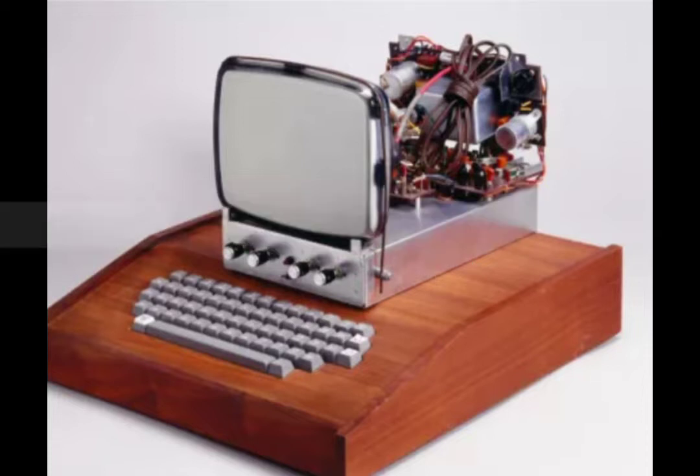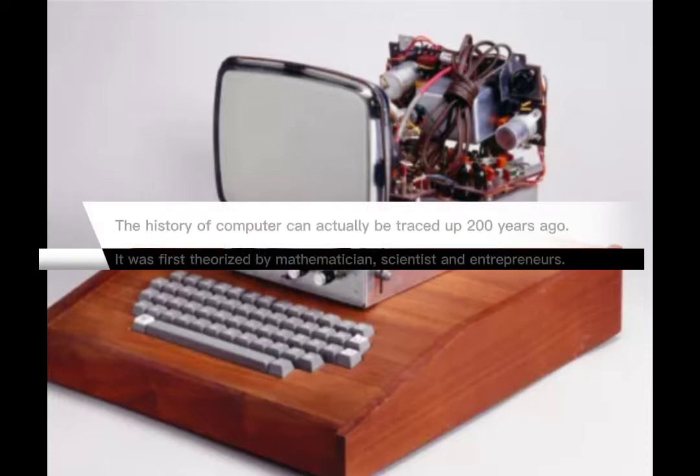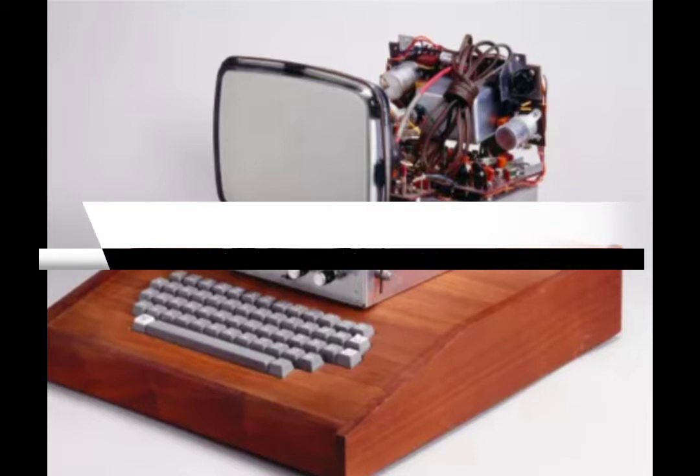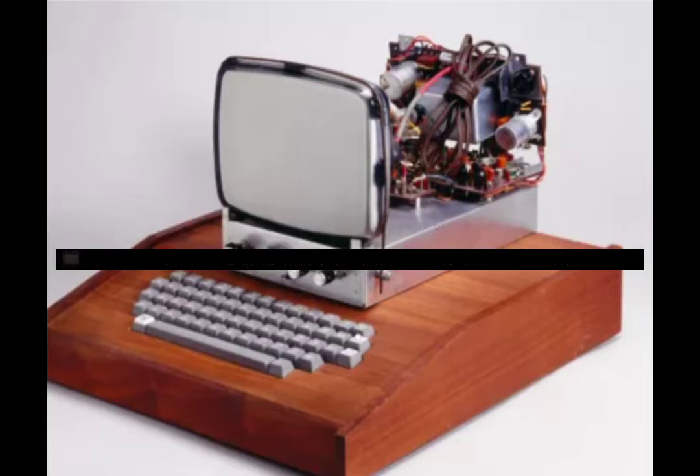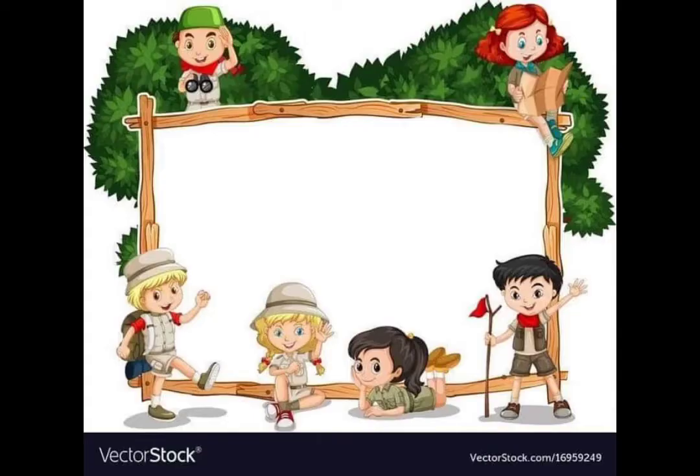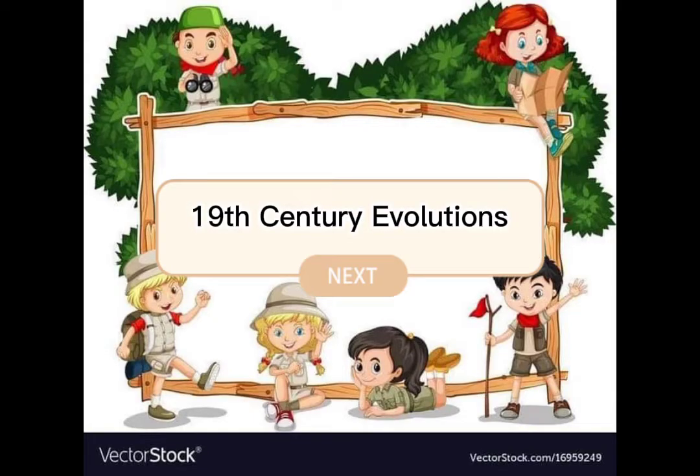So the history of computers can actually be traced up 200 years ago. It was first theorized by many mathematicians, scientists, and entrepreneurs during the 19th century, and when the 20th century began, the advancement of computers also began to become more and more complex up to the present. During the 19th century, there were some evolutions of computers discovered by these people, and these are the following.